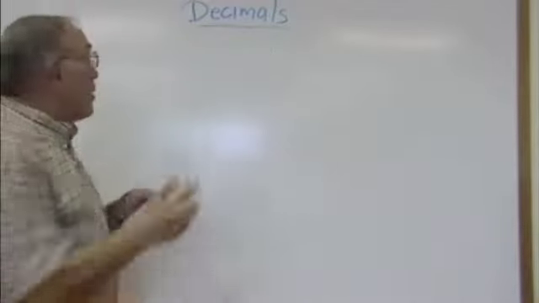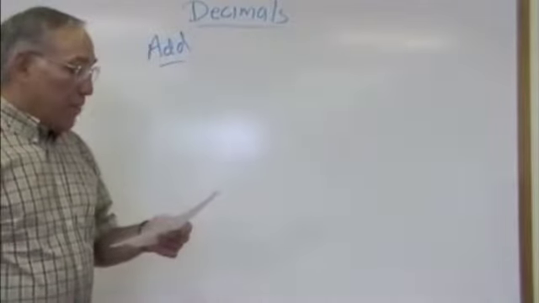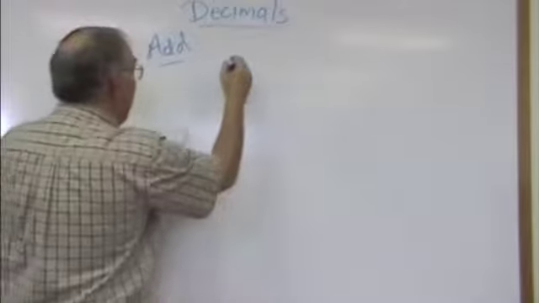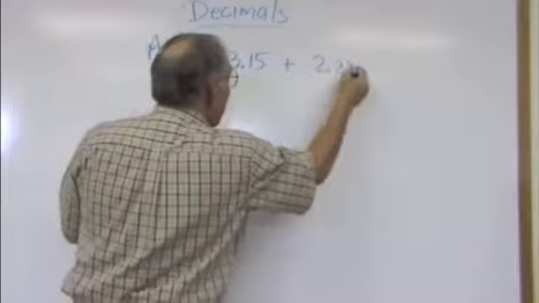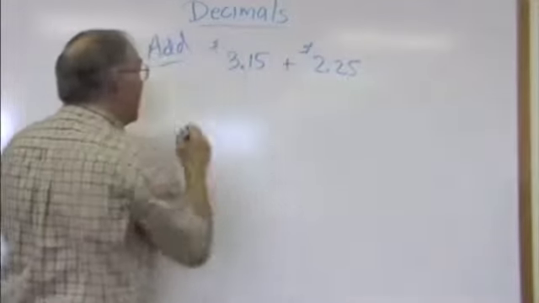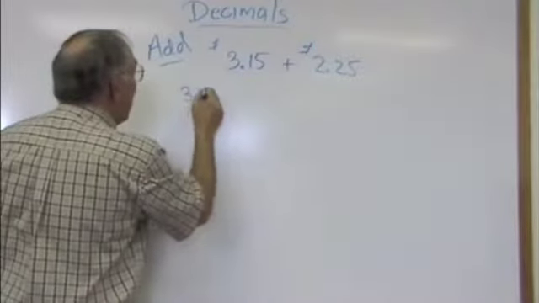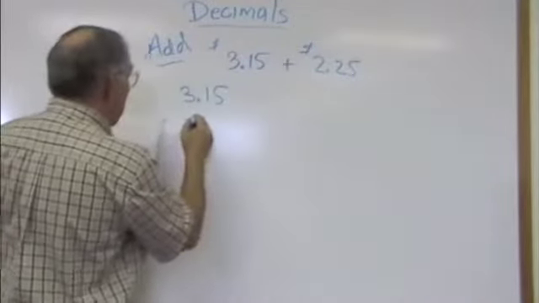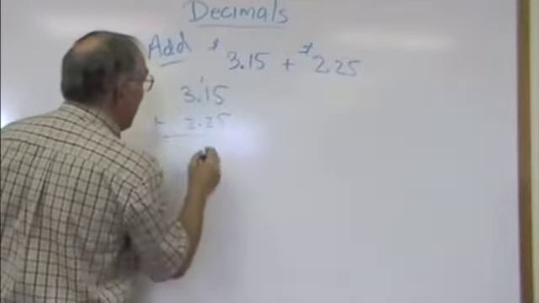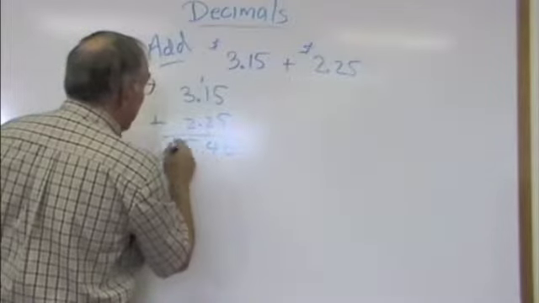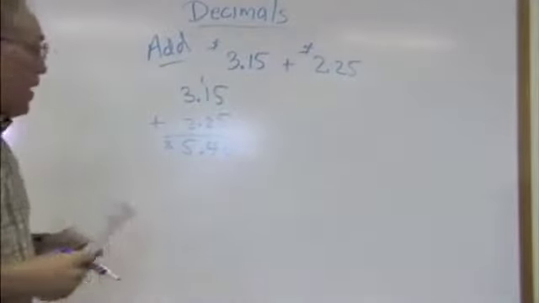Okay, addition of decimals. Add decimals. Well, you've been doing this all your life with money. If you have to add $3.15 plus $2.25, we know we're not going to add across this way. We're going to set them up and down, and we would add 5 and 5 is 10, carry the 1. That's going to be 4. That's going to be $5.40.